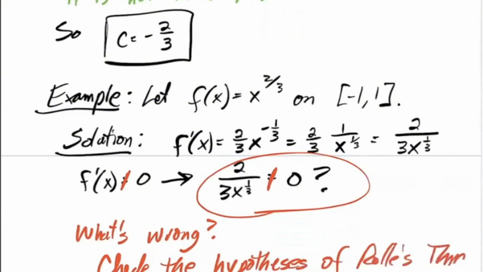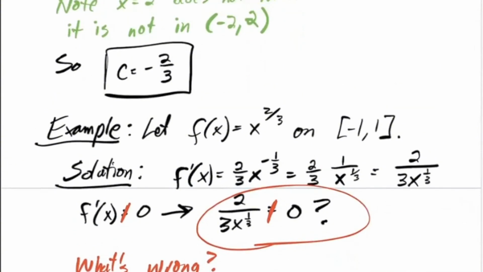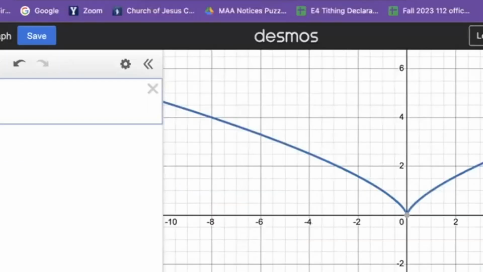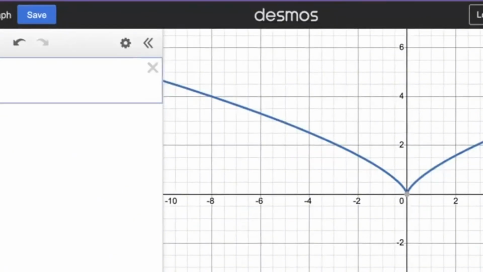What are those hypotheses again? Well, the function has to be continuous, it has to be differentiable, and the endpoints have to equal each other. Well, let's look at the graph of this. Let me go back here and bring up Desmos. Okay, now you see the graph here of our function x to the 2/3. You can see that the function is continuous, but it's not differentiable at the origin there. There's a cusp or point there. That's the problem.